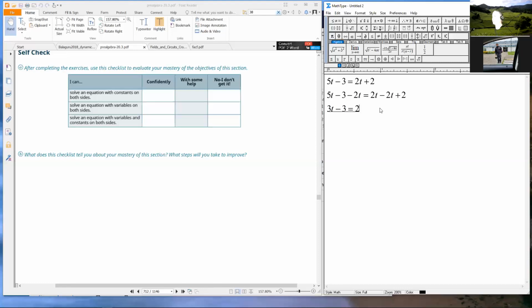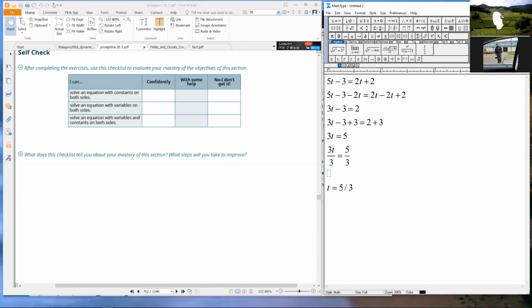And so now I'm going to add 3 to both sides of the equation. Minus 3 plus 3 is equal to 2 plus 3, right? So that 3t is equal to 5. And now I would use division. So I would have 3t divided by 3 is equal to 5 divided by 3, right? So that t is equal to 5 divided by 3.